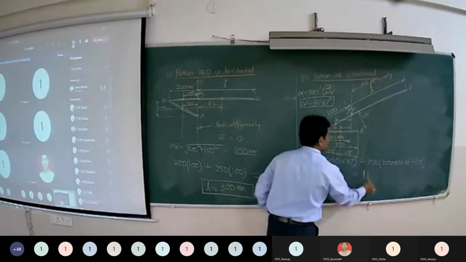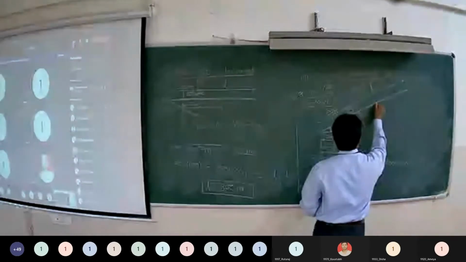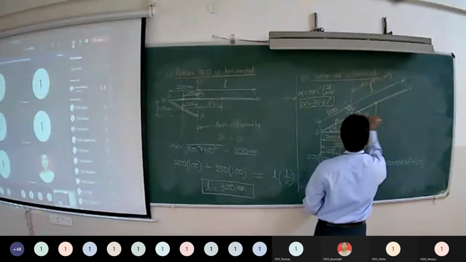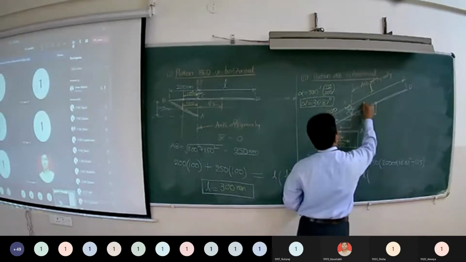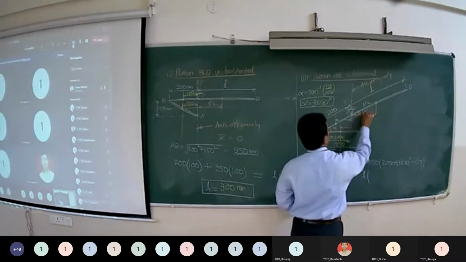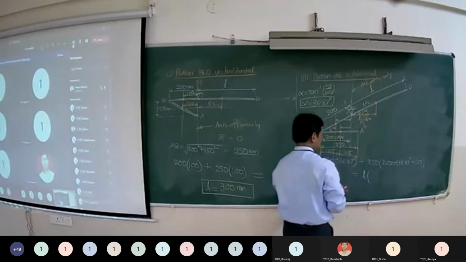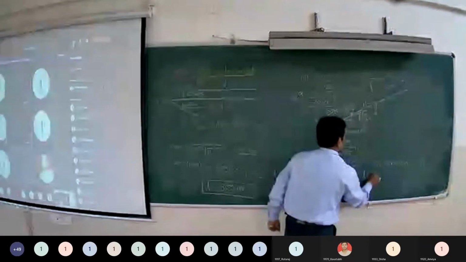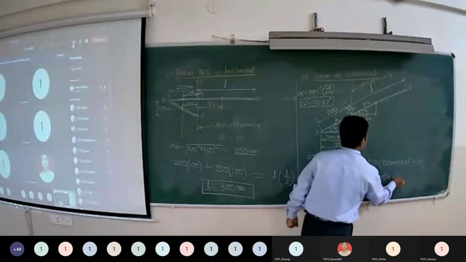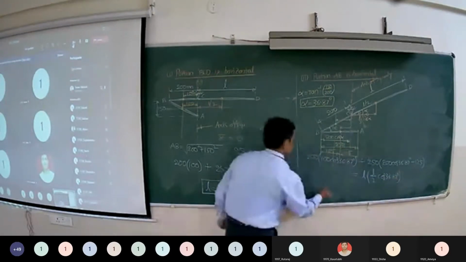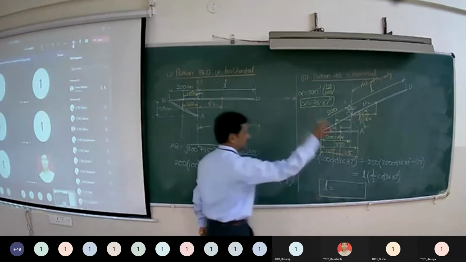So we have taken the moments of these two lines, equal to the moment of line CD, whose length is L, into the distance of the centroid from the vertical axis. So we have this as L by 2 cos alpha, L by 2 cos 36.87. Solving this equation, we will get L.